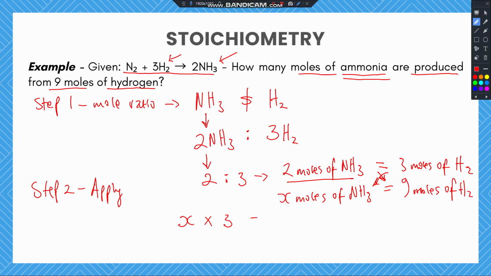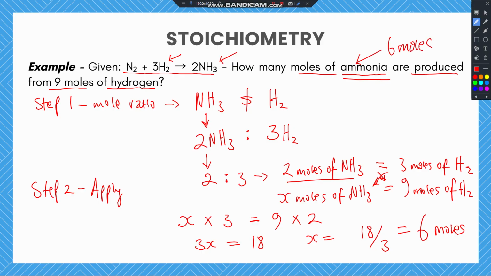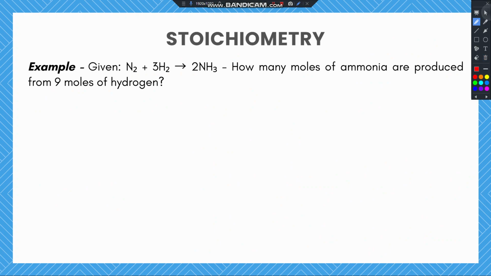When we cross multiply, this becomes X times 3 is equal to 9 times 2. X multiplied by 3 gives us 3x, and 9 multiplied by 2 gives us 18. So x basically is equal to 18 divided by 3, which leaves us with the number 6 moles. So the answer to that question is 6 moles of ammonia are produced from 9 moles of hydrogen. So this is the mole to mole calculation. You can see we didn't find the mass of anything, we didn't convert, we just use moles straightforwardly.